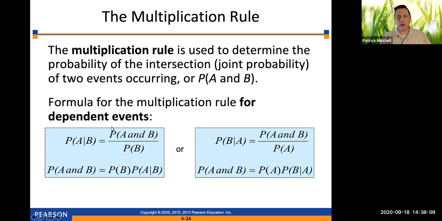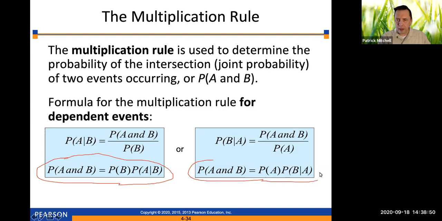Now, this formula we already know. This is the formula for finding conditional probability. If you multiply both sides by probability of B, you get the multiplication rule. Sorry, I'm trying to find my pen again. All right, so this is actually the formula for the multiplication rule. And it also comes in another form. If you take the other version of the conditional probability formula and you multiply both sides by probability of A, then you get this version of the formula.